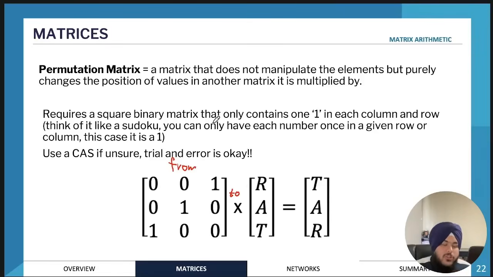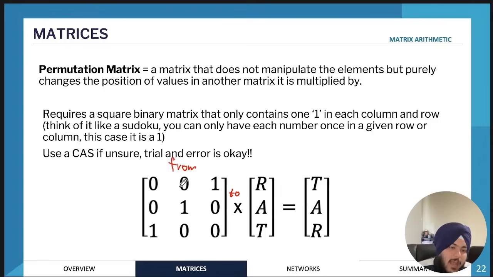So the way that I like to work with this is if I have a particular permutation matrix, so remember a permutation matrix is always a square matrix and it only contains 1 in each row and each column. It's different to a binary matrix because binary matrices just contain zeros and ones. They might have more than 1 in each row or each column, but a permutation matrix will only contain 1 in each row and each column.